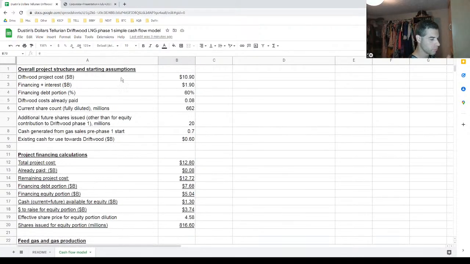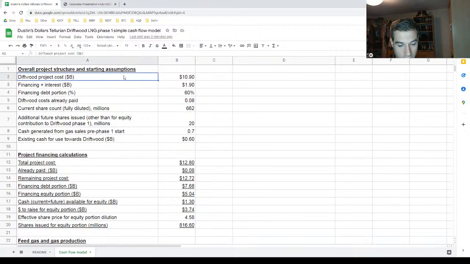I broke it up into a couple different sections, and some of this is using numbers from Tellurian and the structure of the model from Tellurian's corporate presentation, and some of it is other stuff that I've joined in here.